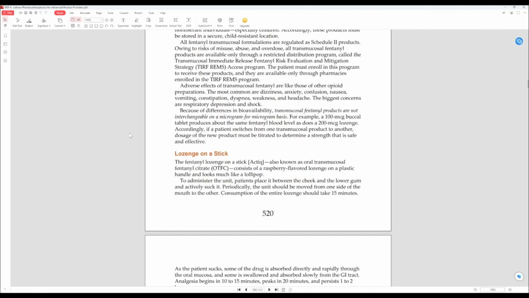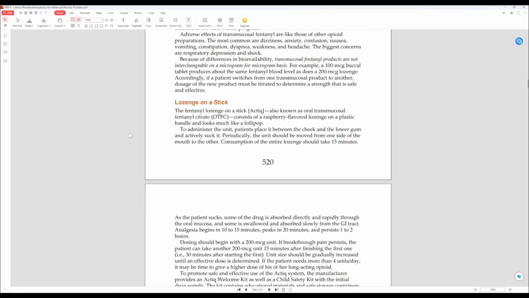Because of differences in bioavailability, transmucosal fentanyl products are not interchangeable on a microgram for microgram basis. So 100 micrograms of a buccal tablet produces about the same effect on the fentanyl blood level as a 200 microgram lozenge. So if a patient does switch from one transmucosal product to another, dosages of the new product must be titrated to determine a strength that is safe and effective.